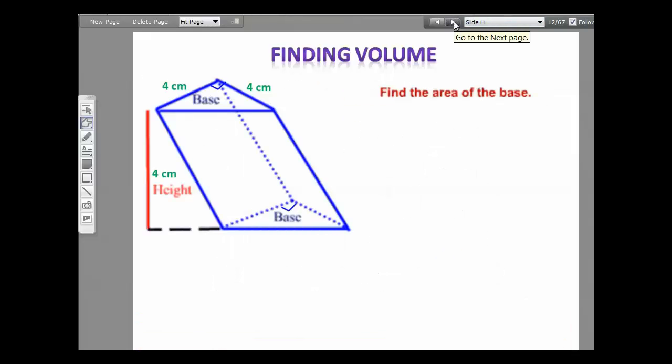Okay, so let's look at this triangular oblique prism, or let me say that correctly, oblique triangular prism. And we see that the triangle bases are both right triangles, and the legs each measure 4 centimeters. And although it doesn't look like it, this height right here is also 4 centimeters. Okay, so what we're going to have to start out when we're looking for the volume, remember that capital B? Capital B means area of the base. So we're going to have to find that first.